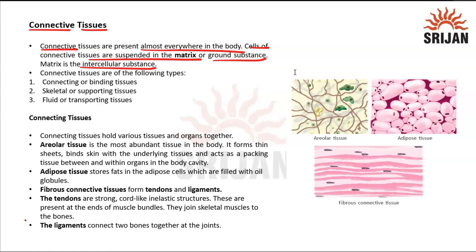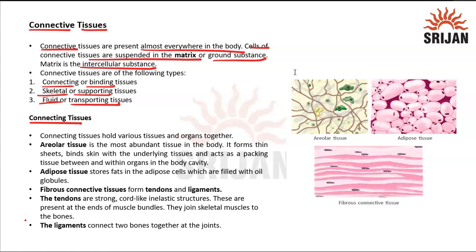Now, we have different types of connective tissues depending upon the function they perform. So, first is connecting or binding tissues, the second is skeletal or supporting tissues, the third is fluid or transporting tissues. One by one, we will target them. First is connecting or binding tissues.